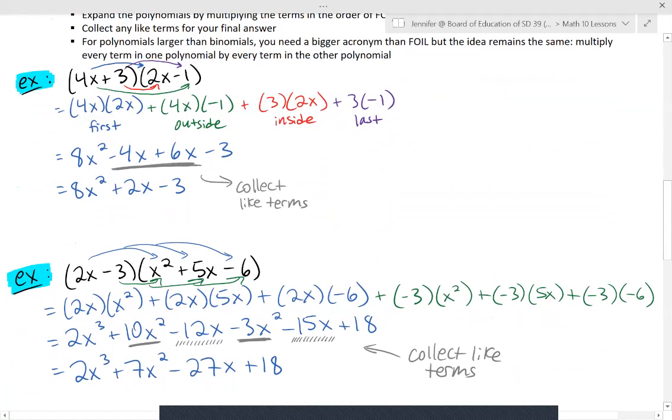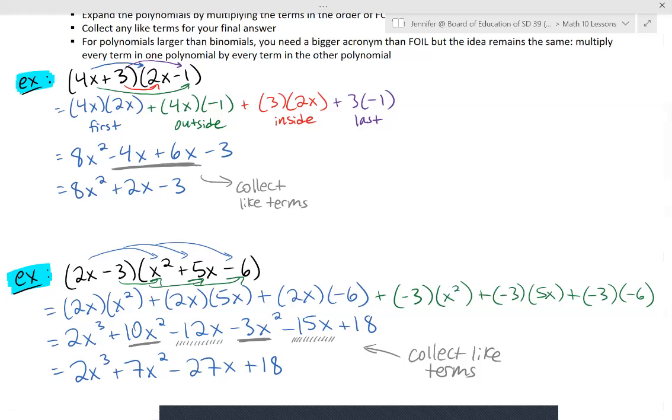So I took the first term, 2x, and it gets multiplied by every single term in the second polynomial. So 2x times x squared, 2x times 5x, 2x times -6. So that's what I've put in blue. Then I'll do the next term, -3, and in green here, it's being multiplied by every single term in the second polynomial. And then, of course, we just have a bunch of monomial multiplication. We know how to do that.